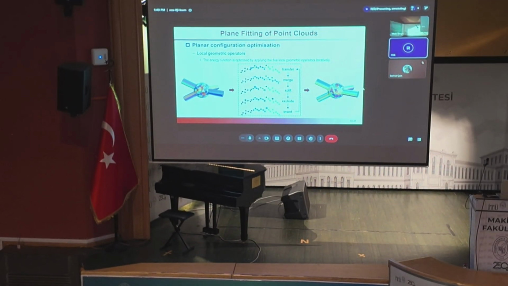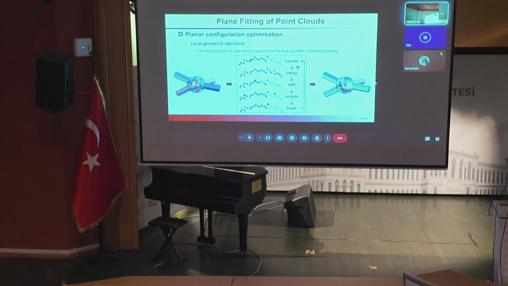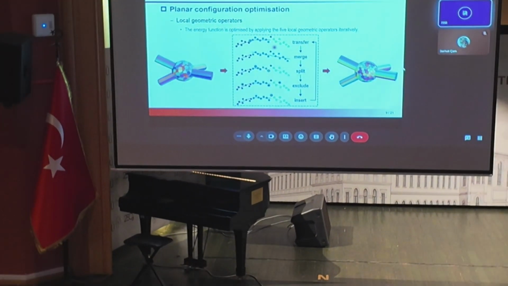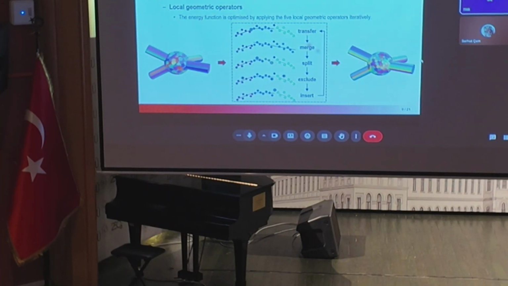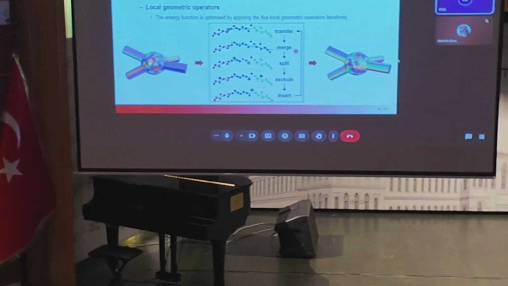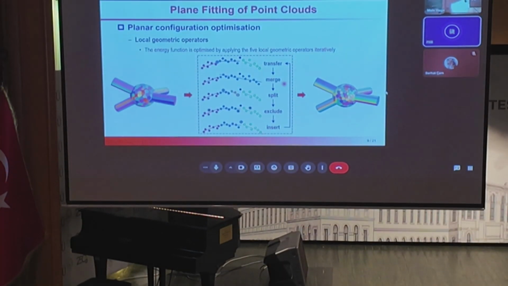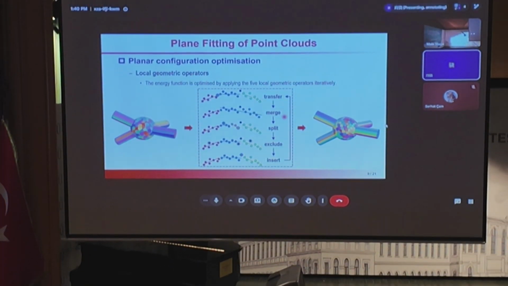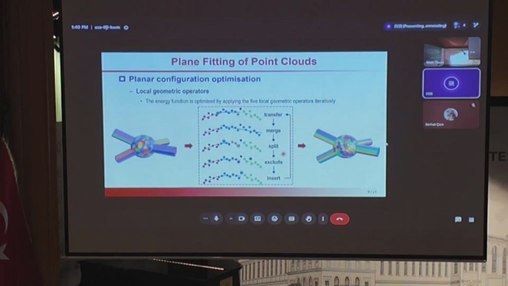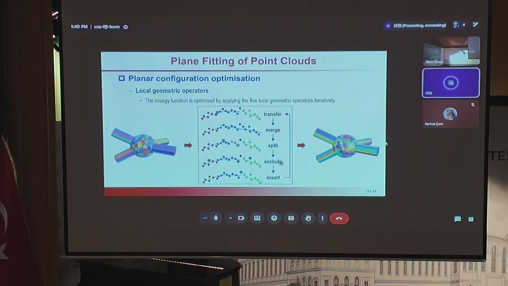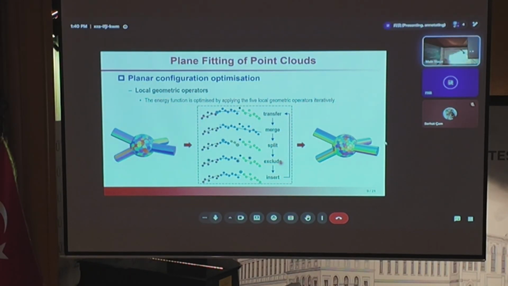These five geometric operators are, first, the transfer operator, which exchanges the points belonging to neighboring planes. We also have the merge operator, which merges two planes into one plane. The split operator just splits one plane into two. And the exclude operator, which excludes points that lie far away from the fitted planes.